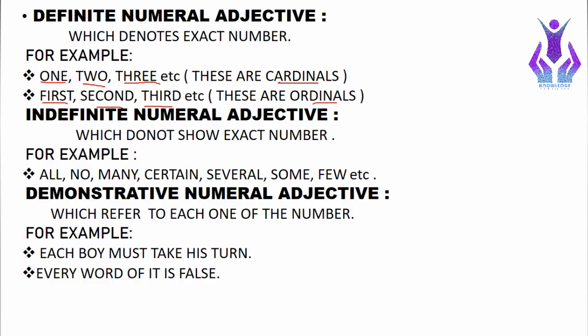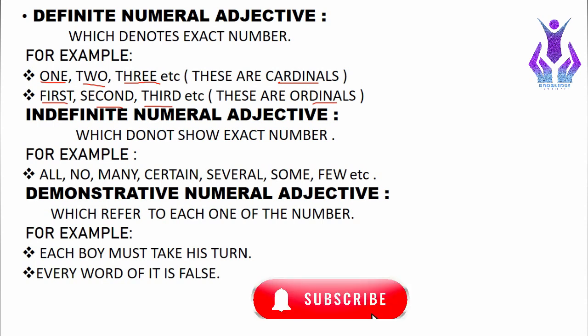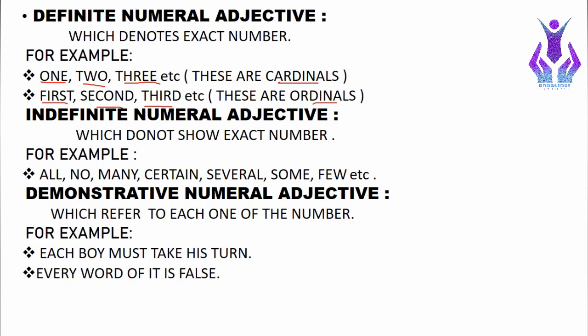The next is indefinite numeral adjective. It does not show an exact number, for example, all, so, many, several, certain, any, some, few, etc. These are indefinite. The next one is distributive numeral adjective, which refers to each one of the number. For example, each boy must take his turn. Every word of it is false. Here each and every are distributive numeral adjectives.